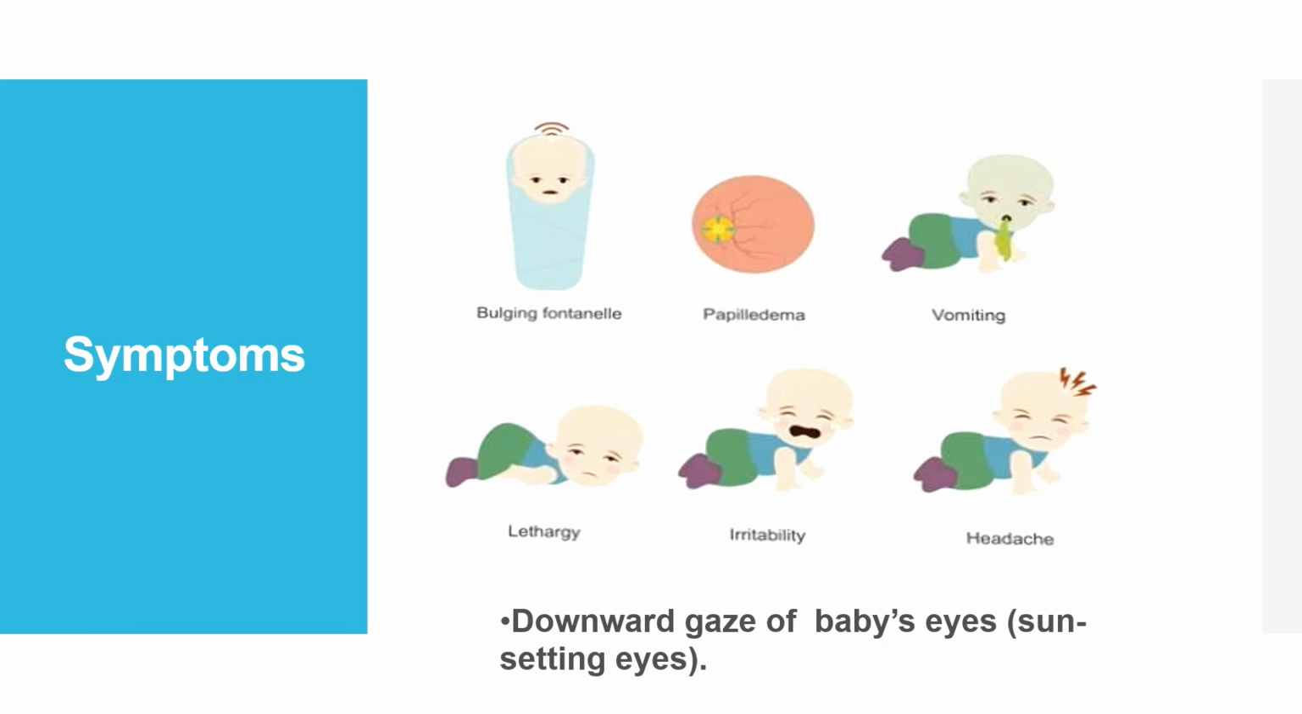Now the symptoms include bulging fontanelle, papilledema, and increased eye pressure in babies. Projectile vomiting will be there, especially once they are awake in the early morning. Sunset sign is another unique symptom we notice in infants, that is a downward gaze of the baby's eyes. Lethargy, irritability, mood problems, crying, decreased appetite, coordination problems, vision problems, and headache are all symptoms we see in hydrocephalus.